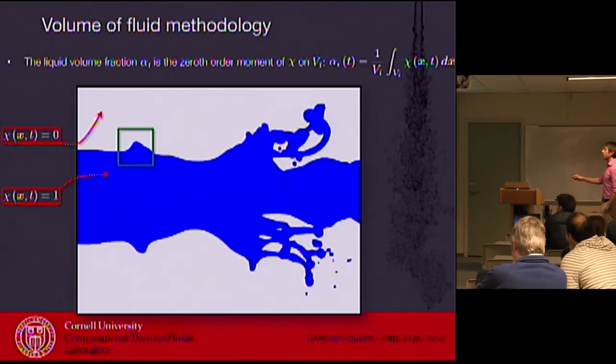I'm calling it here the zero-order moment of chi on this volume, but it's basically 1 over the volume of that cell times the integral of chi over that volume. So that's the amount of liquid volume in that cell divided by the volume of the cell. If it's 1, it's entirely liquid. If it's 0, it's entirely gas.